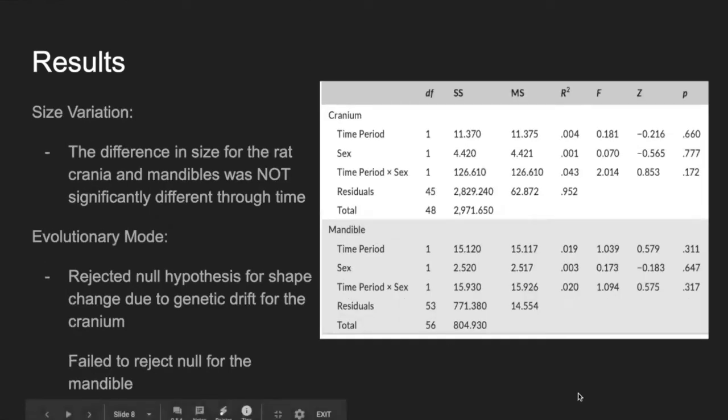In the second table, we are able to observe the size variance alone of the cranium and the mandible. Based on the values, we can see that there are no significant differences through time for either of the 2. For the evolutionary mode, we rejected the null hypothesis for shape change due to genetic drift for the cranium because the D matrix was greater than the confidence intervals of the simulated distribution, which suggested directional selection. We also failed to reject the null hypothesis for the mandible because the D matrix overlapped the simulated distribution. This suggested drift.